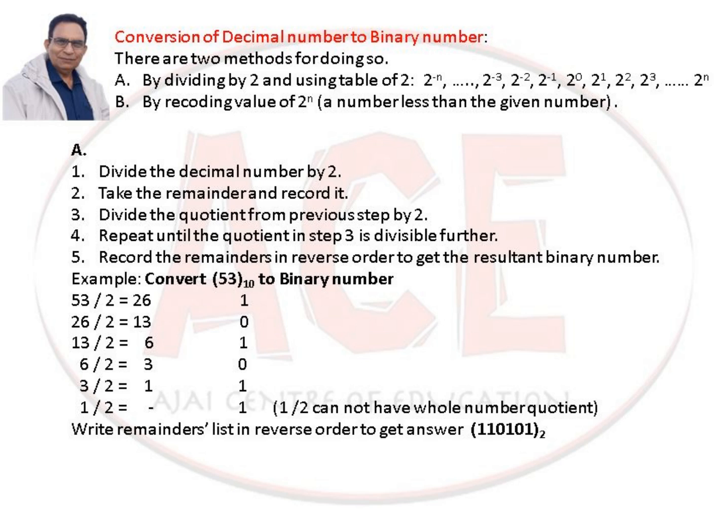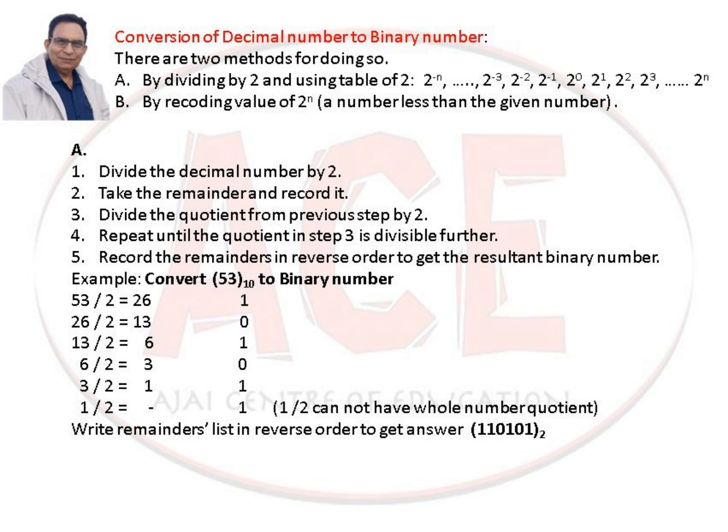Conversion of decimal number to binary number. There are two methods for doing so. One, by dividing by 2 and using the table of 2 in terms of 2 raised to the power n. Another method, by recording value of 2 raised to the power n, a number which is less than the given number.